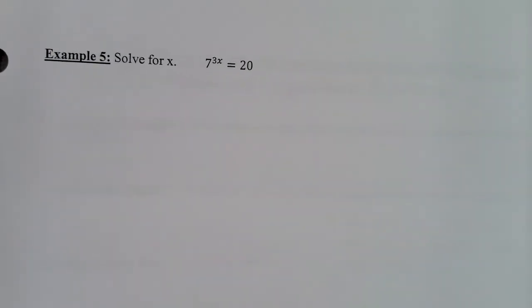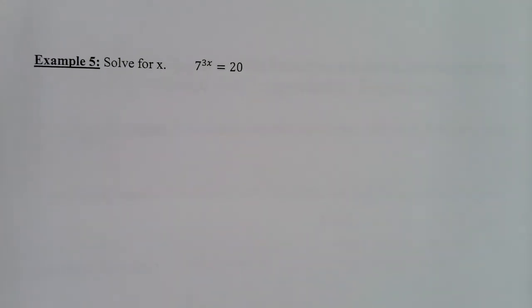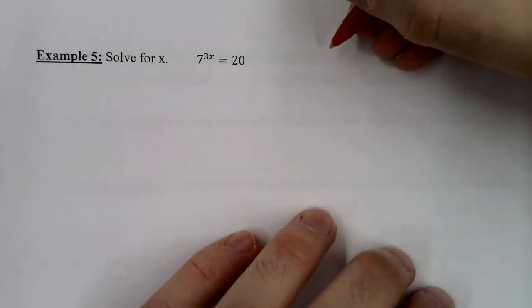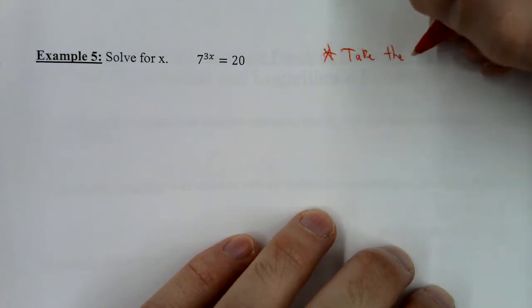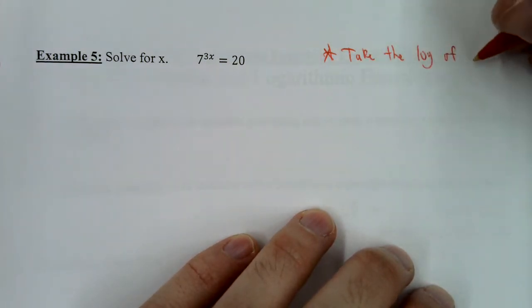Okay, 2 more examples. 7 to the 3x power equals 20. So can you write each side of the equation with the same base? No, you cannot. So here's what you're going to do. You're going to take the log of each side.